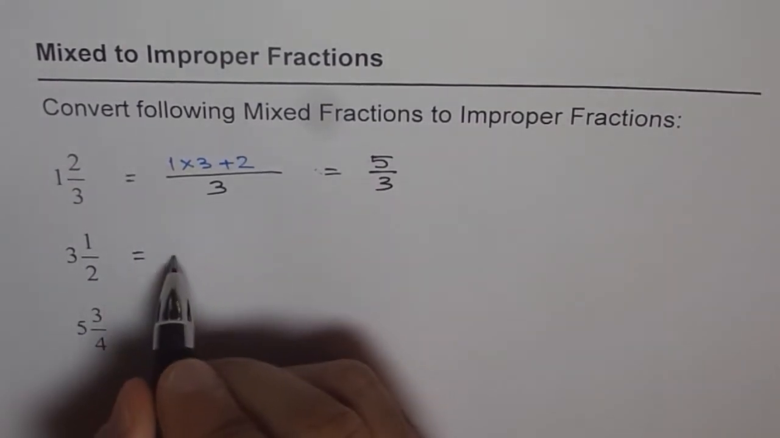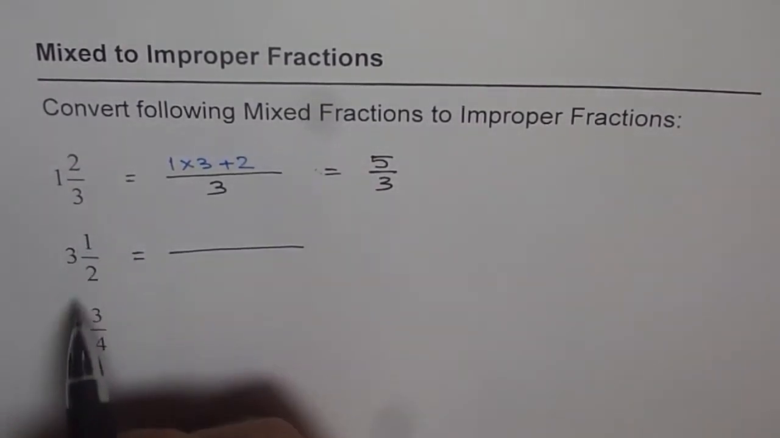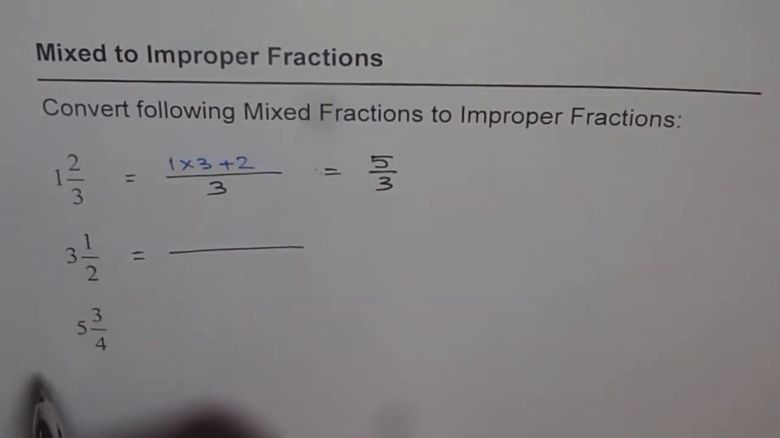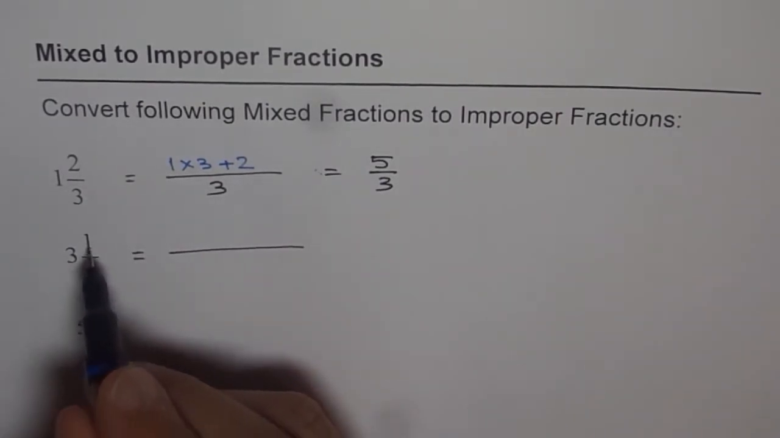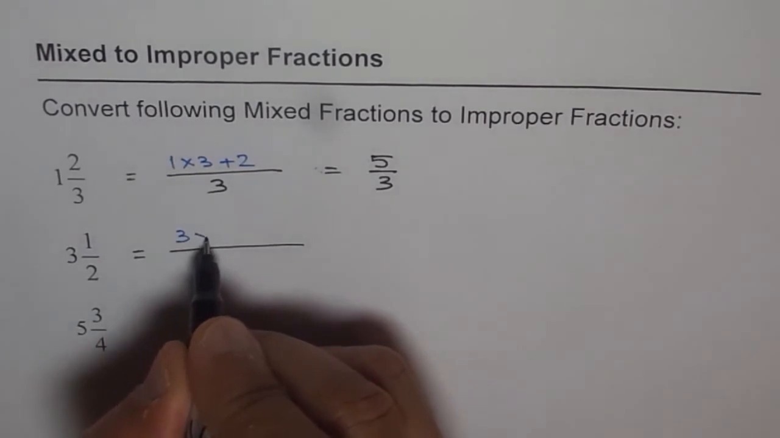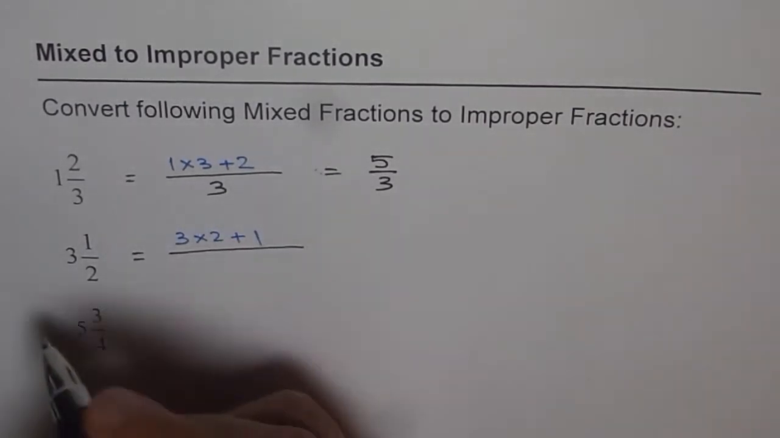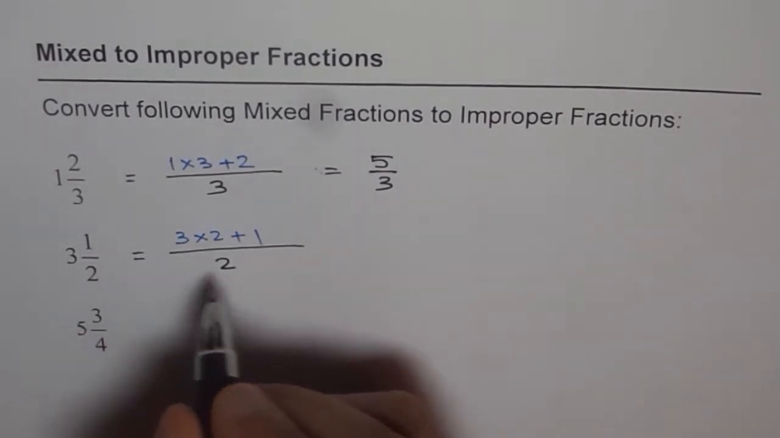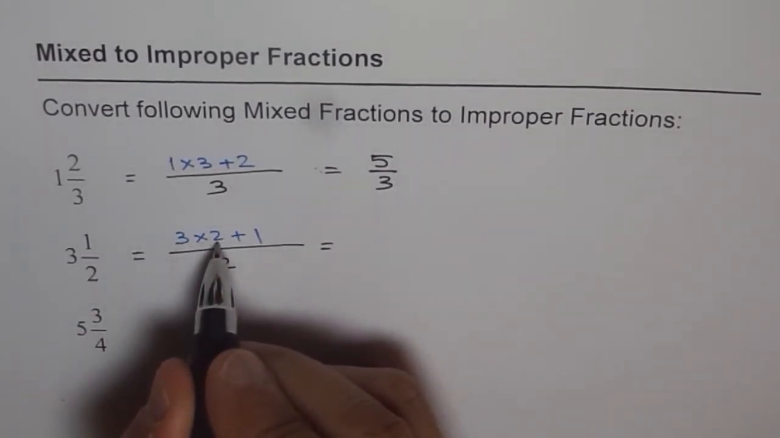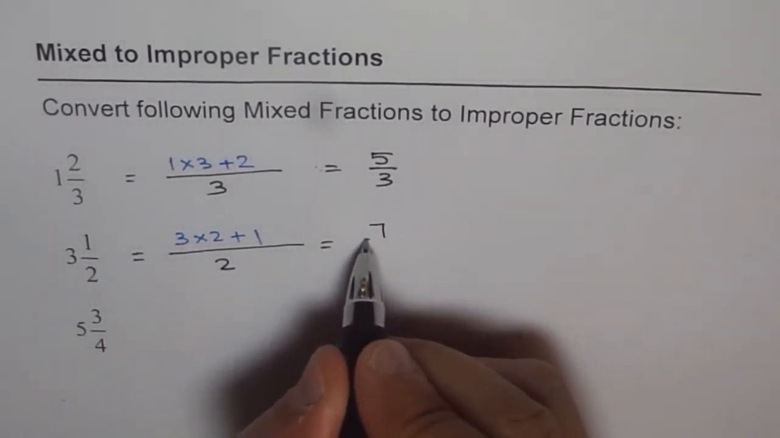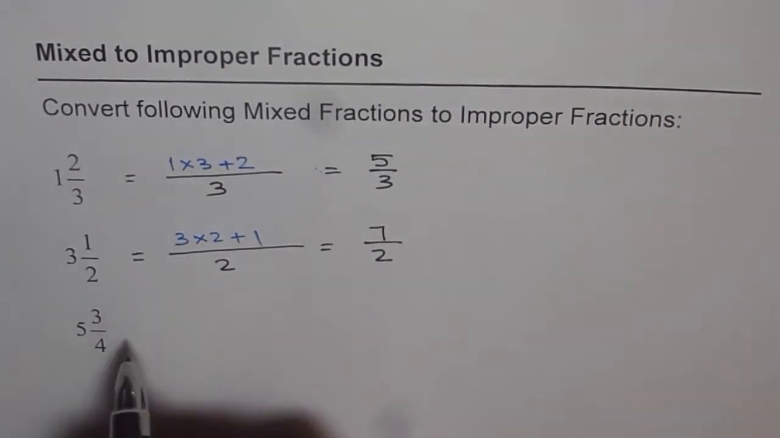Now let's move on to the next one, which is 3 and a half. So what are we going to do here? 3 times 2 plus 1. So we'll do 3 times 2 plus 1 in the numerator. Denominator always remains as it is. And 3 times 2 is 6, 6 plus 1 is 7. So we get 7 over 2.